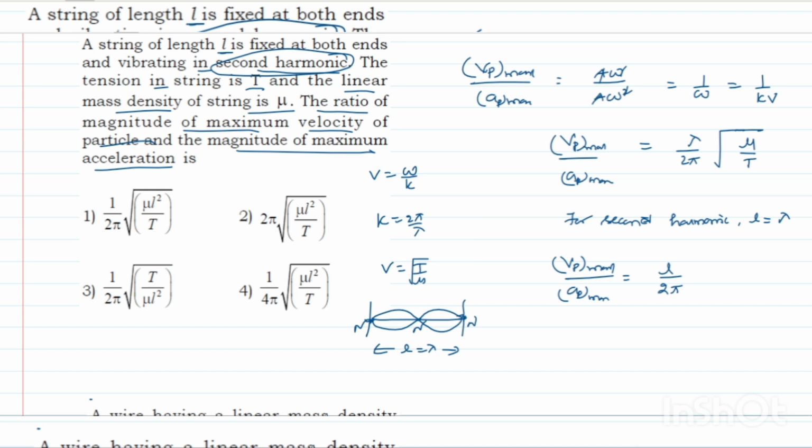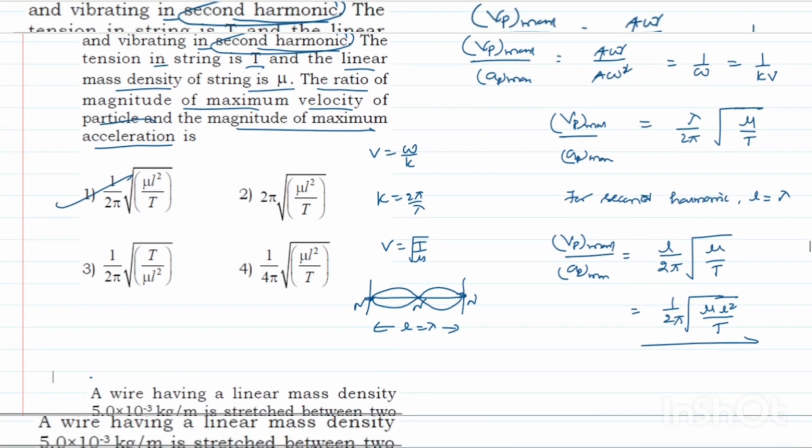into L by 2 pi into mu by T. When you take it inside, here you get 1 by 2 pi into the L value; if you take it inside, it becomes the square value, mu into L square by T. So this is the correct answer: 1 by 2 pi into mu into L square by T. This is the correct answer.